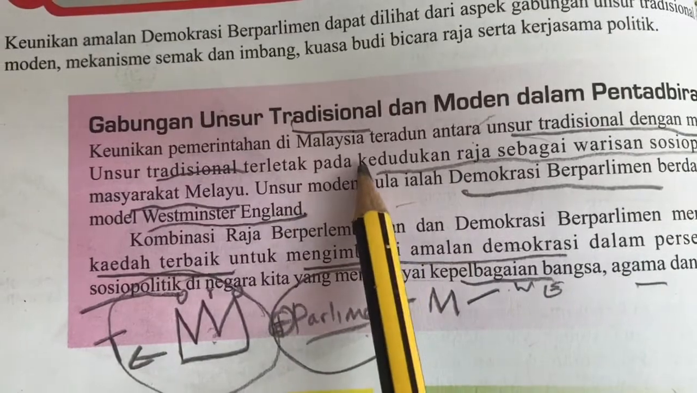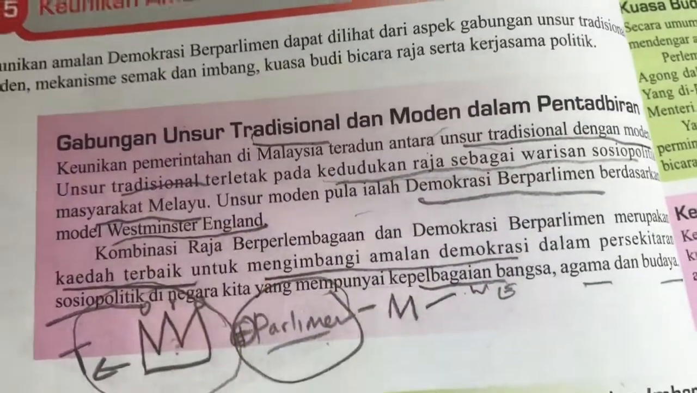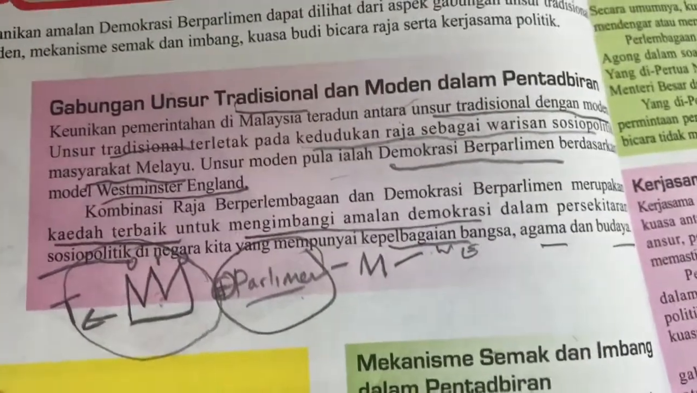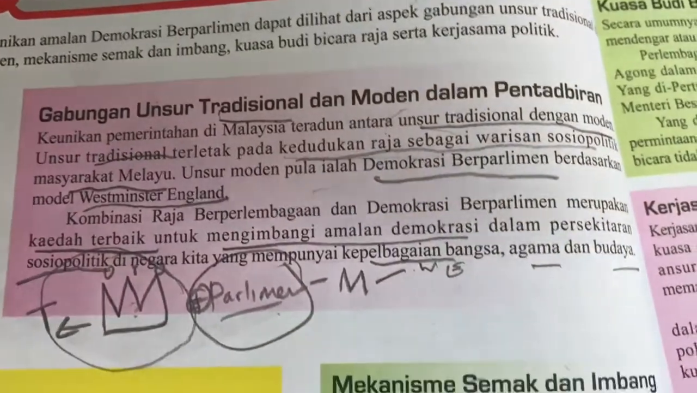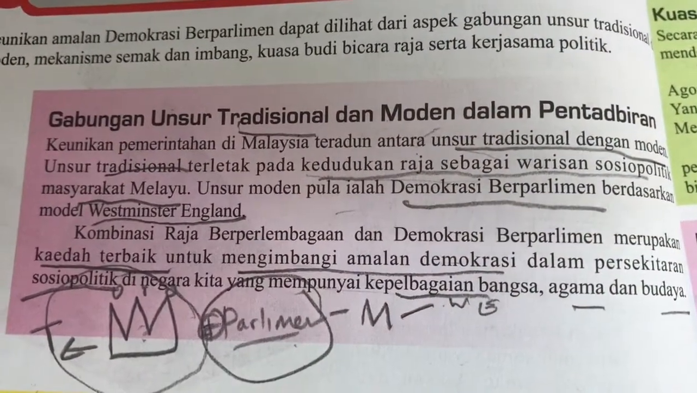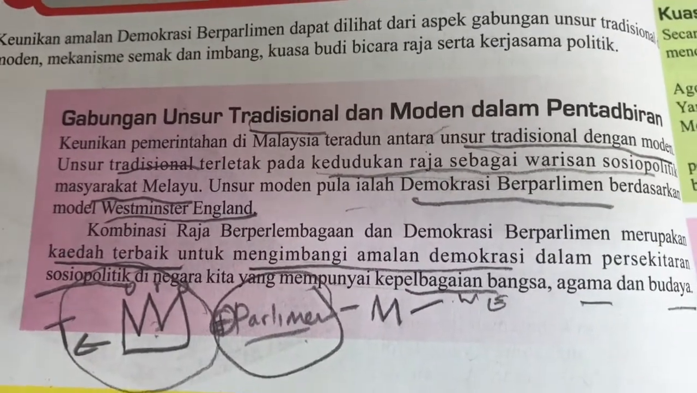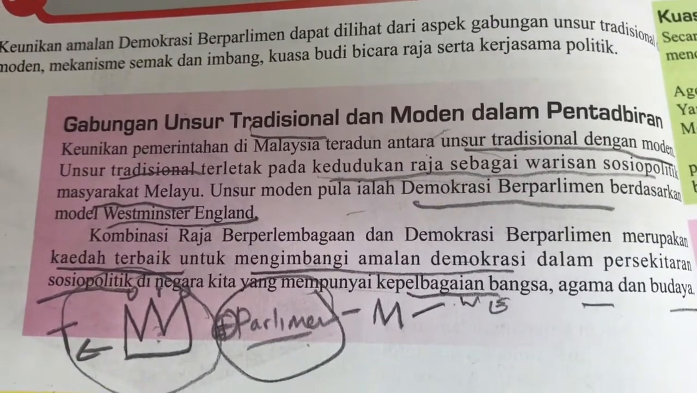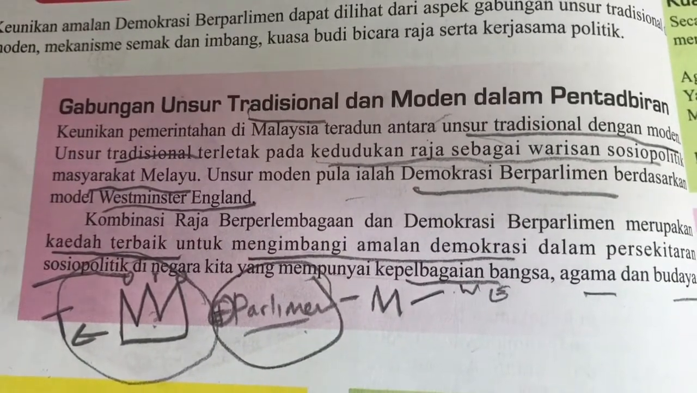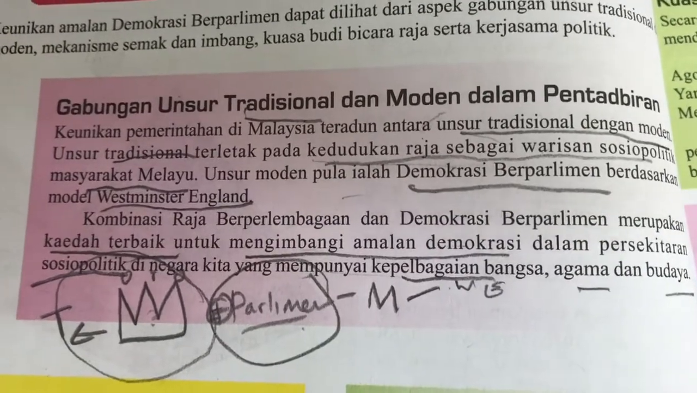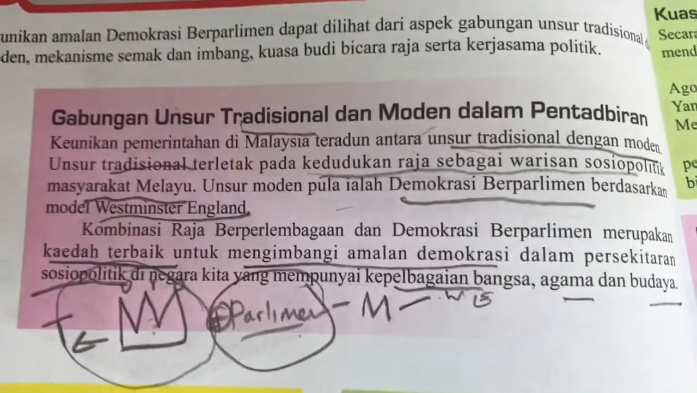But the traditional unsur, the traditional element is what? What is it here? Kedudukan raja sebagai warisan sosiopolitik masyarakat Melayu. The role of the king is super important. That's why it's important. Some of you, in social media, be careful when you are talking about anything that has to do with the king, Yang di-Pertuan Agong, or any of the sultans in Malaysia. You have to be careful. Because you must understand, okay, they are not just ordinary people. They are an important element in the pemerintah negara kita.